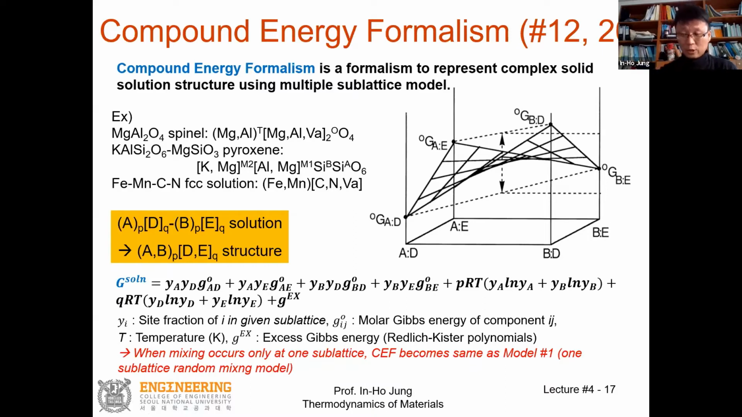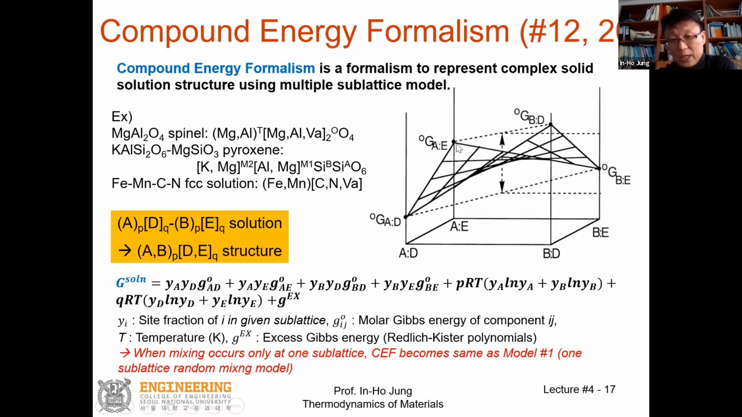Is it okay? So the compound formalism is still a random mixing model, just expanding the random mixing model into two sublattices. You can assume it in that way. Is that okay? So it is reasonably okay? Good. And then if you represent that in a 3-dimensional graph, in the Gibbs energy graph here, it looks like this.